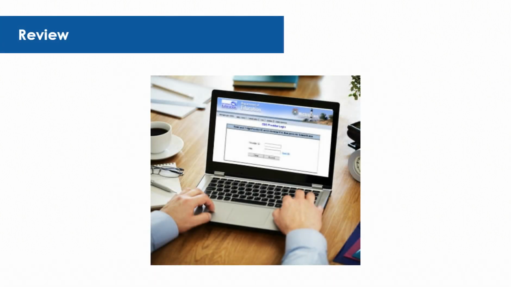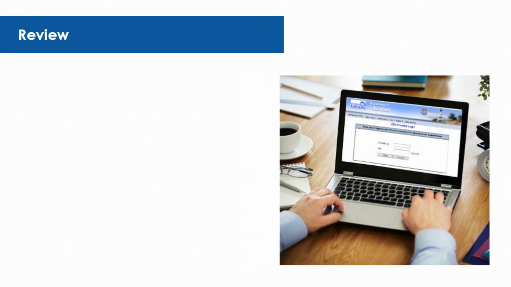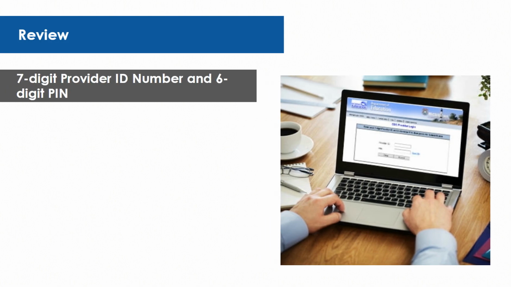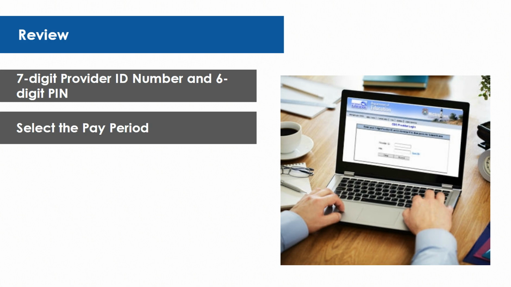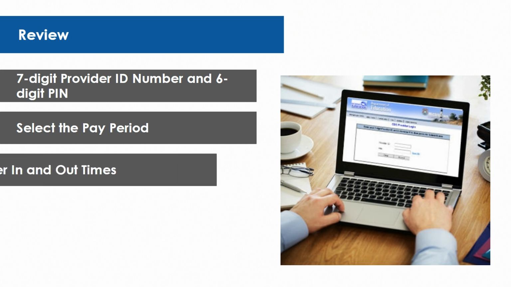Now, let's review what we've learned today. You need your 7-digit provider ID number and your 6-digit PIN to log in to iBilling. You select the pay period you want to bill for before you click on Work on Billing Invoice. To bill, simply enter your in and out times of care.